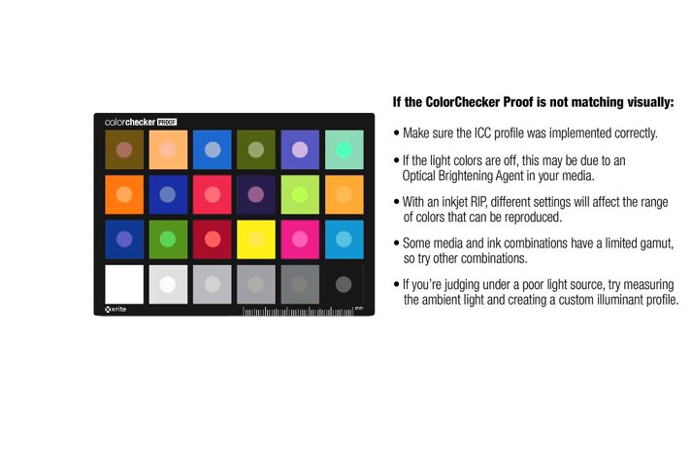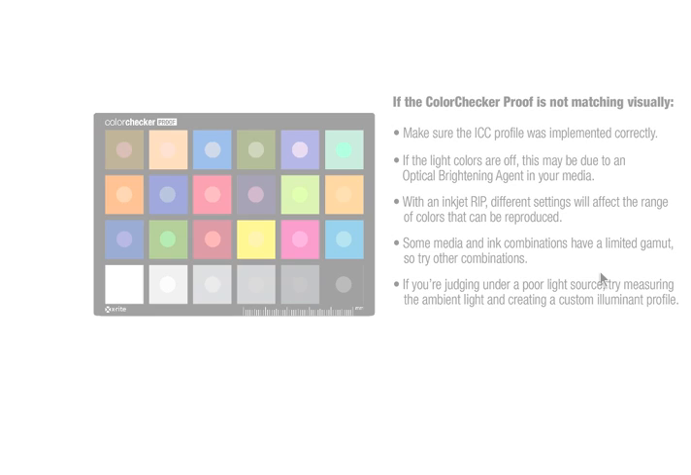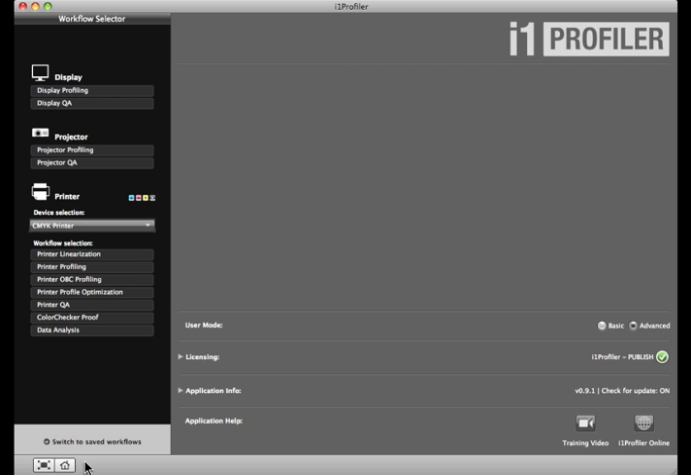If you're judging under a poor light source, such as typical office fluorescent, you may find it helpful to measure the ambient light and create a custom illuminant profile, instead of using a profile that was created for D50 daylight. As you can see, these advanced printer profiling options provide even more control for customizing your results with i1Profiler. Experiment with these settings to find the results that work best for you.